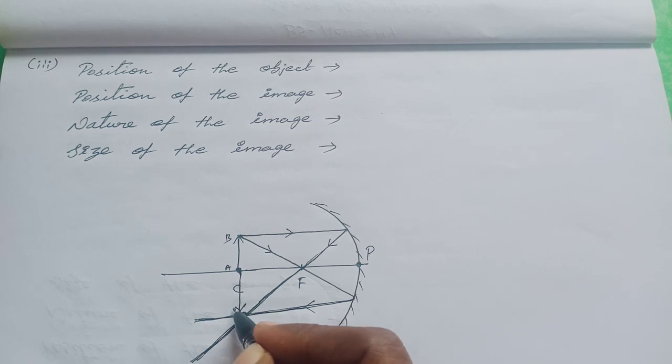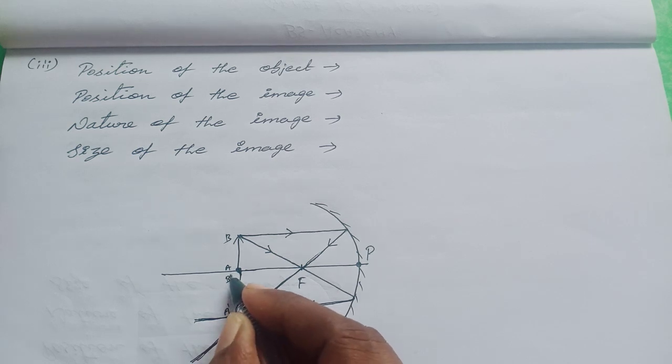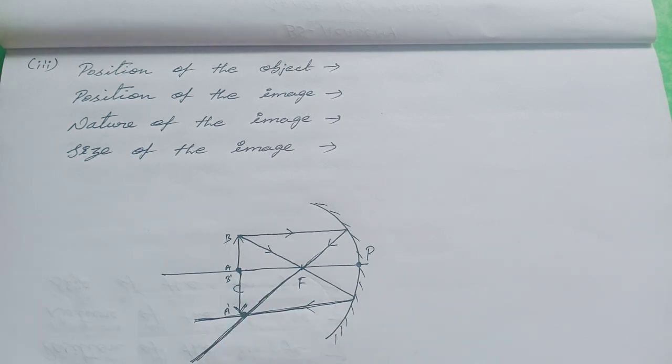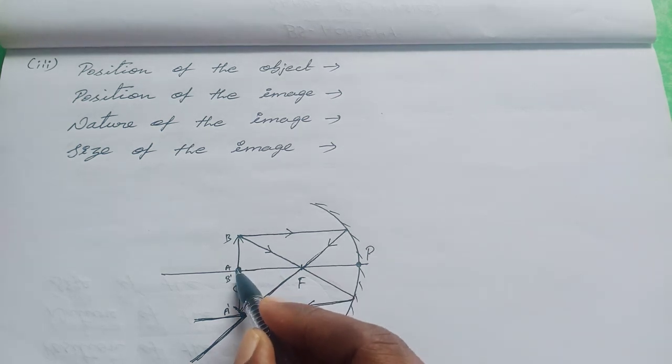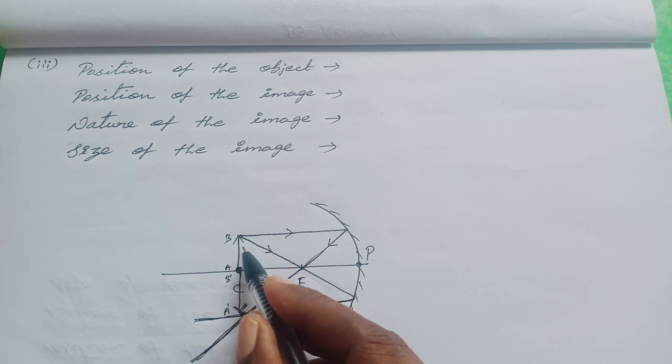So you have to represent it as a downward arrow mark, and you can represent it as A dash B dash. Okay, so this is the third case. Is it clear, children?